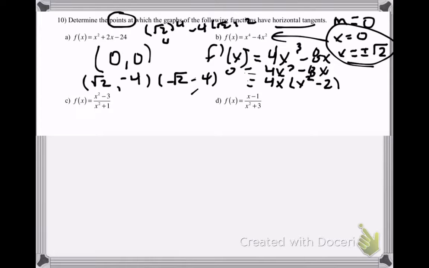And that would get us, like I said, 4 minus 8, which would be negative 4. Okay? Let's look at part D. Okay, so I have a quotient rule again, so let's try it.